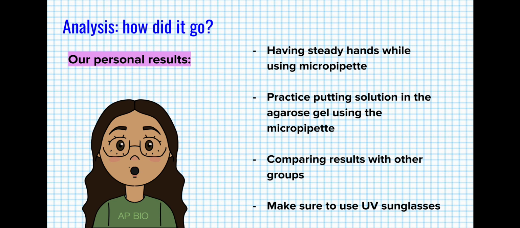Analysis. How did it go and our personal results? Having steady hands while using a micropipette. This lab requires you to use a micropipette. We recommend that all group members practice on a practice gel using the micropipette, and after everyone has had their turn, get the person with the most steady hands in your lab group to use the micropipette when doing the actual lab. To get good results that can be analyzed, it's important to practice putting solution in the agarose gel and learning how to use the micropipette.